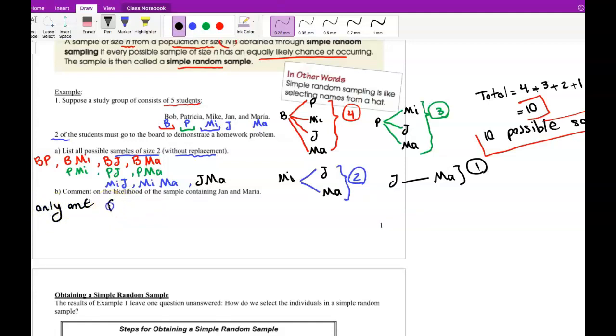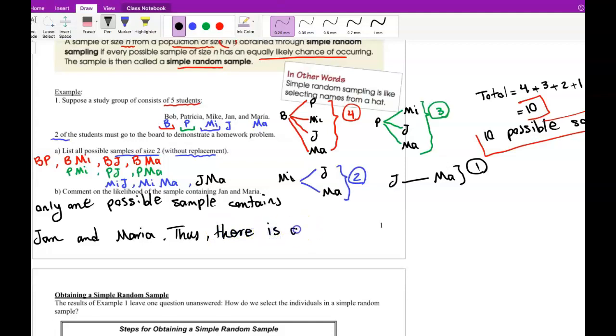Only one possible sample contains Jane and Maria, therefore there is a 1 in 10 chance.